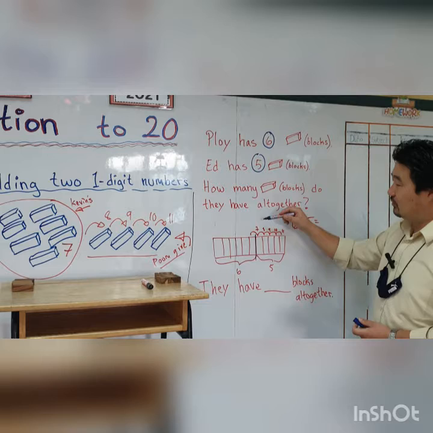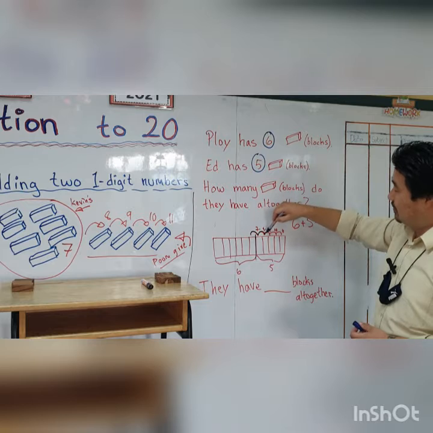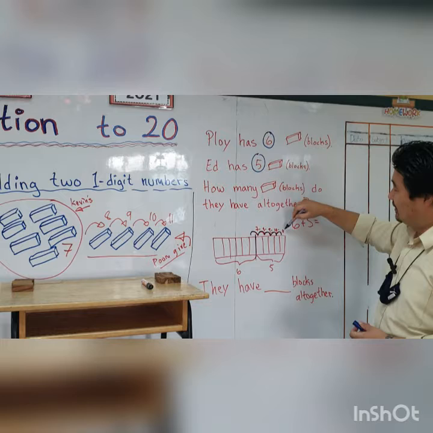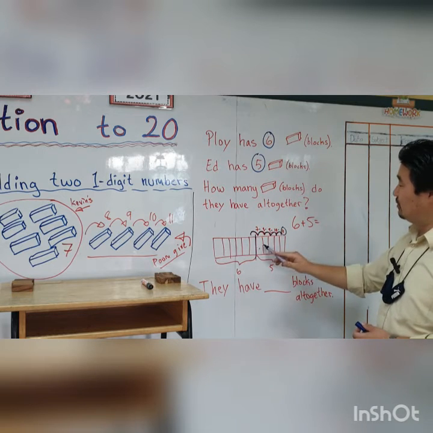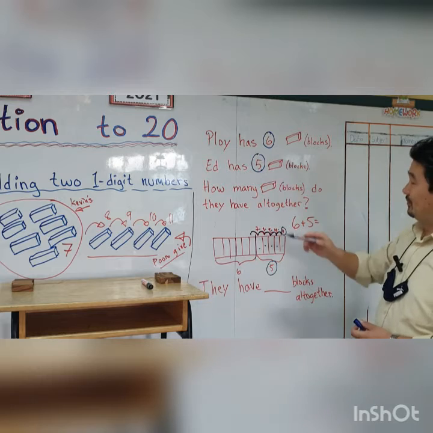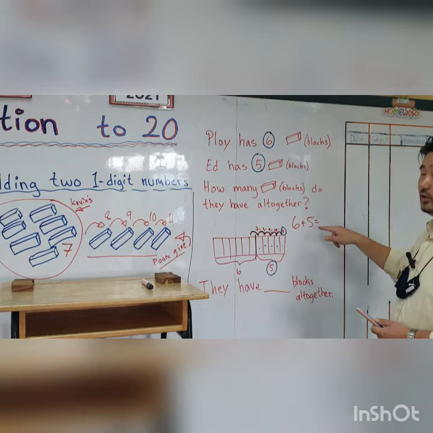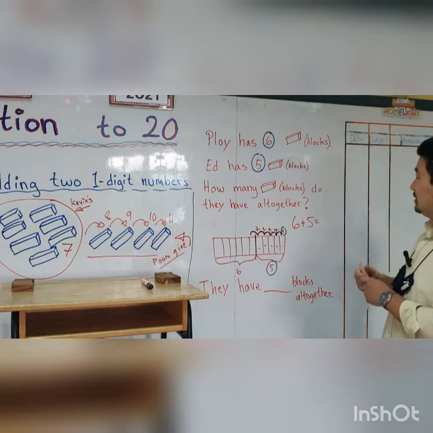Okay? So we count on 1 by 1. 6 plus 1, 7. Plus 1, 8. Plus 1, 9. Plus 1, 10. Plus 1, 11. So 1, 2, 3, 4, 5. 5. Okay? So 11 is the answer. 6 plus 5 equals 11.